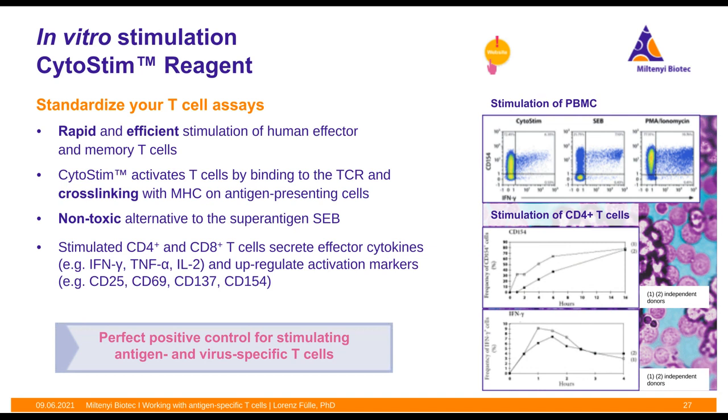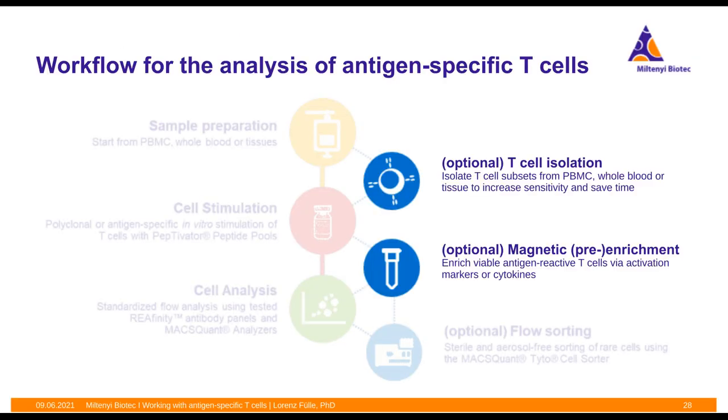And upon stimulation, CD4 and CD8 positive T cells will start to secrete effector cytokines such as gamma interferon, TNF-alpha, and interleukin-2, and also upregulate certain activation markers like, for example, CD137 and CD154. So again, I think this is really a perfect positive control for stimulating antigen and virus-specific T cells.